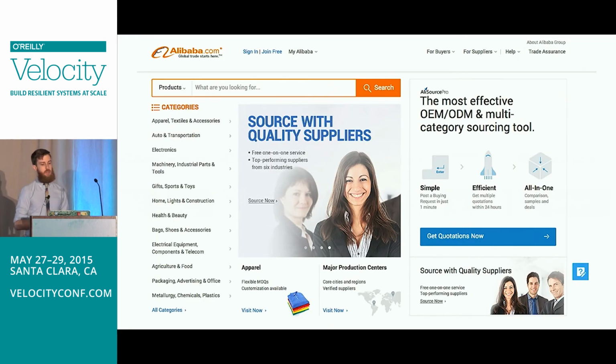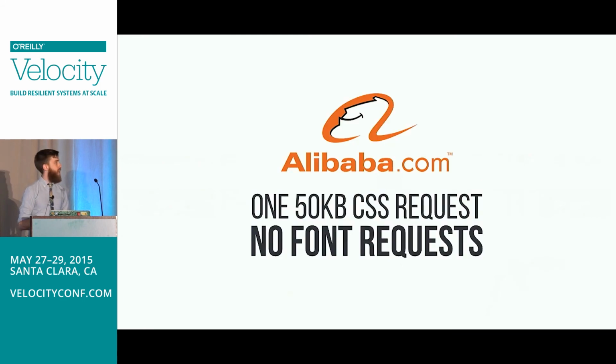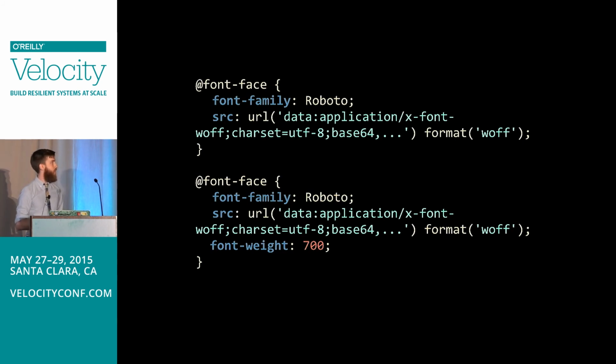Another anti-pattern is Alibaba.com. They have one big, giant 50 kilobyte CSS request and no font requests, and they've just dumped data URIs for their font faces right into their main blocking style sheet, which is not good because the fonts actually weigh 26 kilobytes after gzip, so they've almost doubled the size of their blocking main CSS just to avoid this flash of invisible text. So they blocked render of everything to avoid invisible text on just a portion of their page, which is not good.